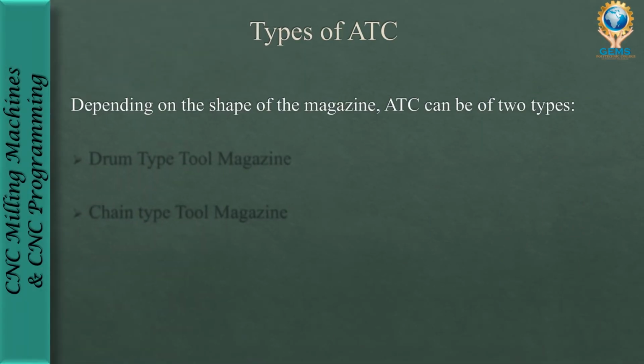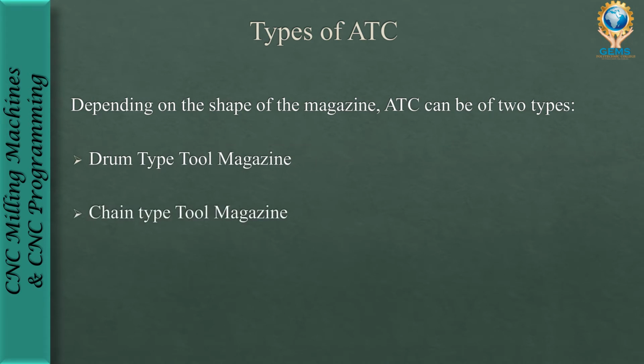Now let's see about the types of ATC. Depending on the shape of the magazine, ATC can be of two types. First is the drum type tool magazine and second is the chain type tool magazine. According to the shape and the storage of the magazine, this automatic tool changer can be of these two types.